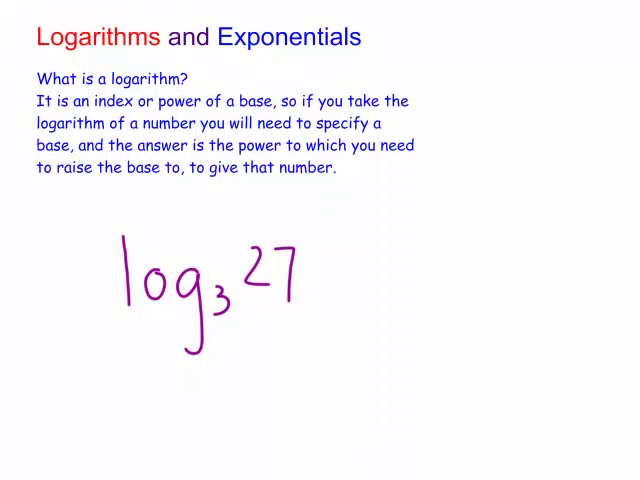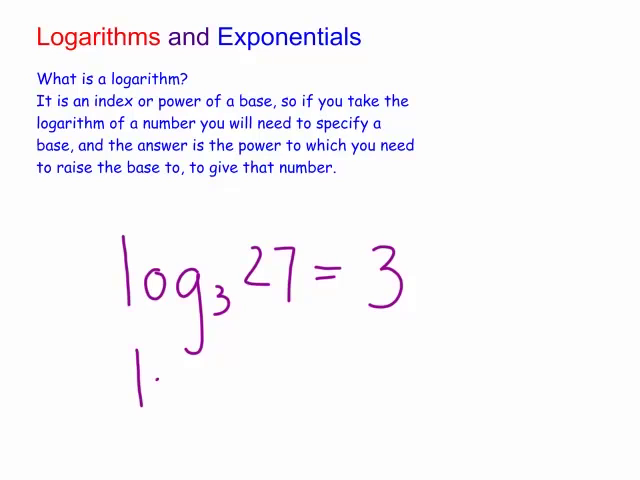So what is this asking us? Well, it's asking us what is the power, or if you like, the index of 3 that gives 27. So if that's equal to x, then 3 to the x is equal to 27. And hopefully we can see that that answer would be 3. So the answer to that one is 3.